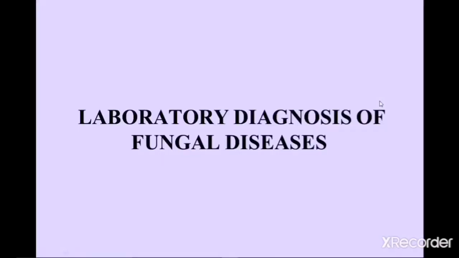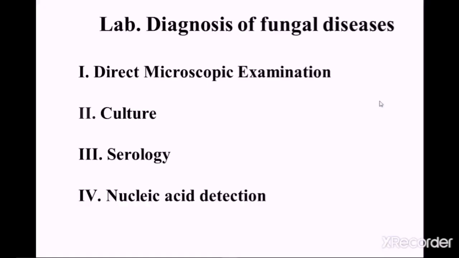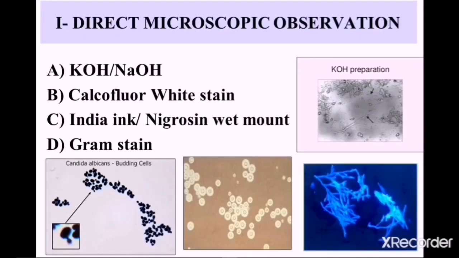Laboratory diagnosis of fungal diseases. There are 4 approaches to the laboratory diagnosis of fungal diseases. Number 1 is direct microscopic examination. Then you can go for culture, serology, and nucleic acid detection tests. Direct microscopic observation involves examination of clinical specimens such as sputum, lung biopsy material, and skin scrapings. This depends on finding characteristic asexual spores, hyphae, or yeasts in the light microscope.